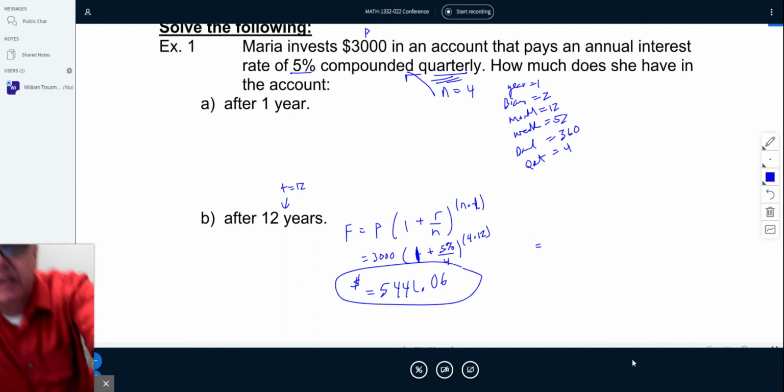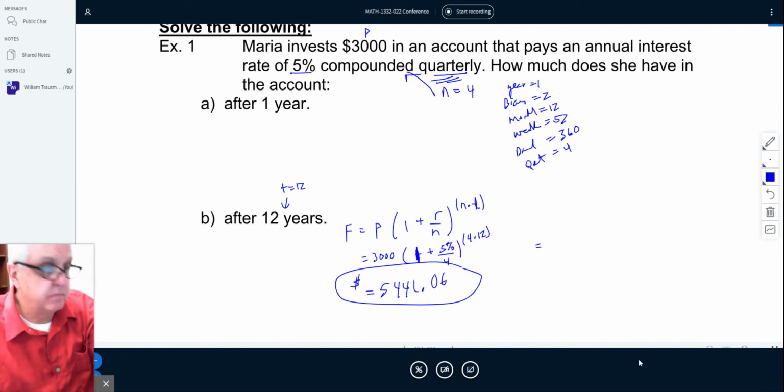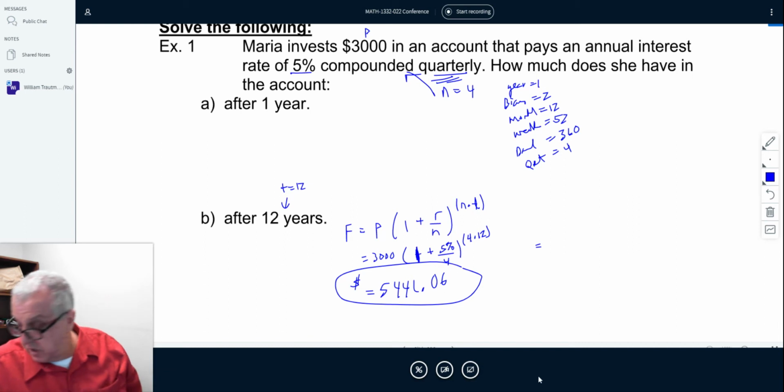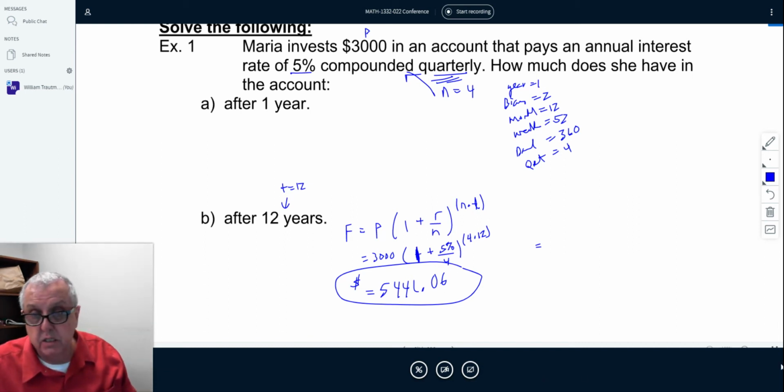Okay. Where are we going next? 114, number 1 and number 6, page 114.